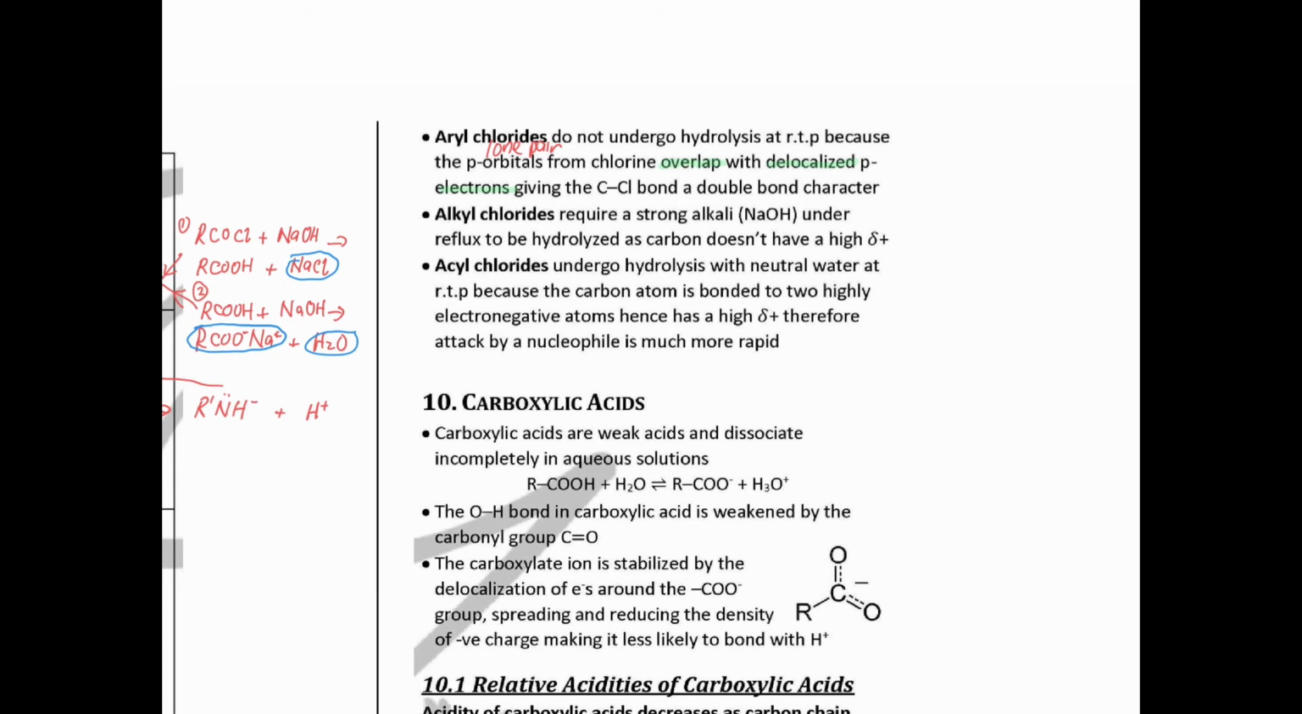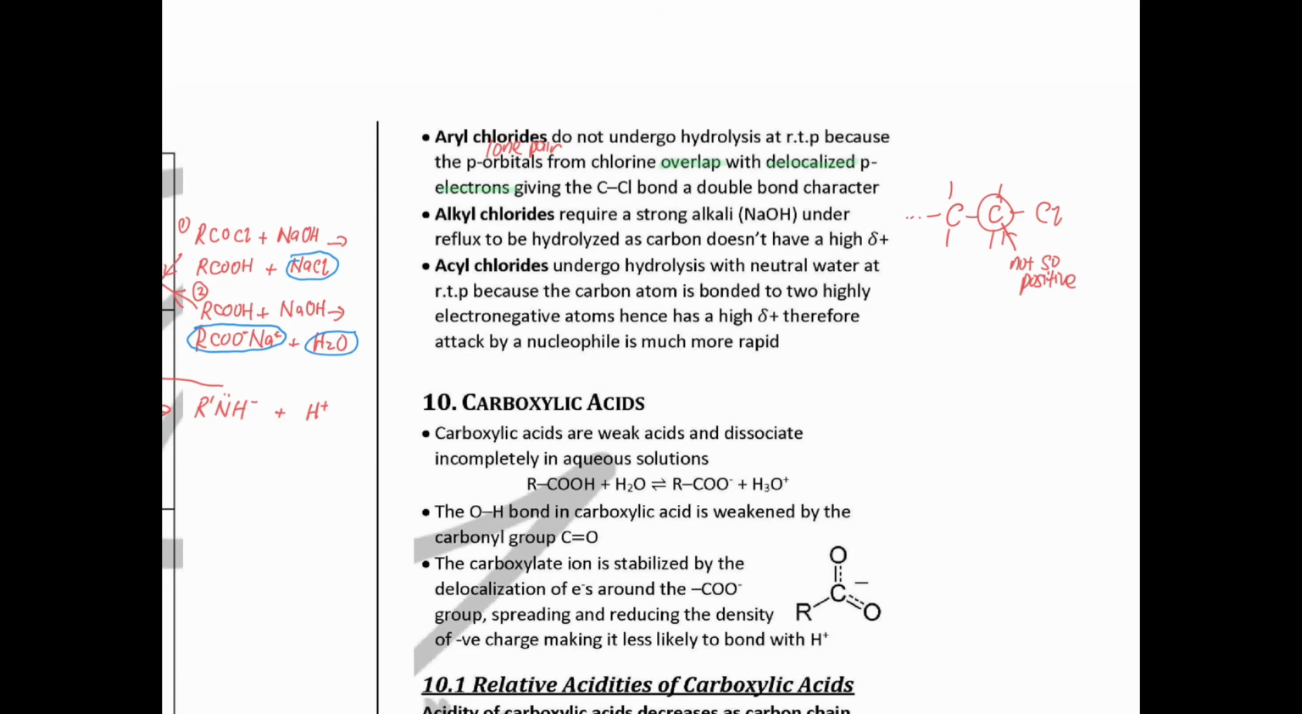Now the second point is about alkyl chloride. They said it requires a strong alkali under reflux, and this is the AS chemistry. So you need strong alkali, you need to reflux, then hydrolysis can happen. So it's very hard to make it happen. The carbon doesn't have a high delta positive, so they also mention the reason. So imagine that our situation is Cl. This carbon is not so positive. Because of that, the nucleophile could hardly react with that.